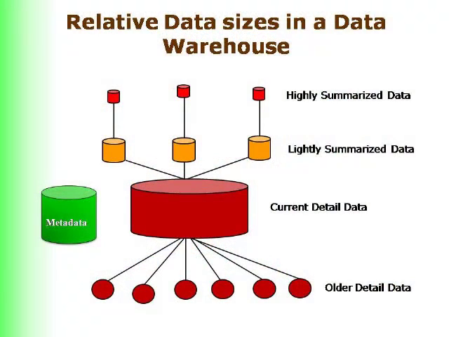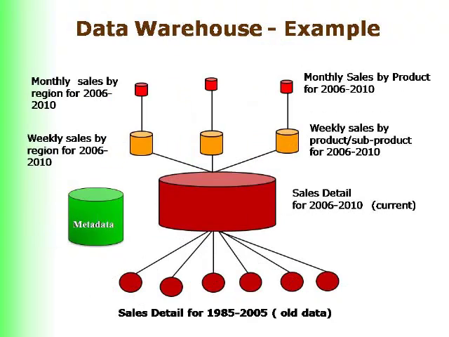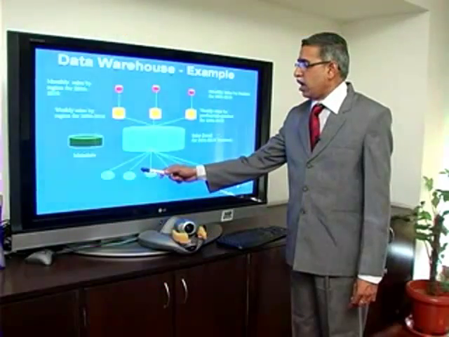The relative data sizes in a data warehouse. Several years of data we can classify as older detailed data, current detailed data, lightly summarized data, and highly summarized data, and so on. We have sales detailed data during the period 1985 to 2005, which we consider as old data, and they are all scattered at various sources.